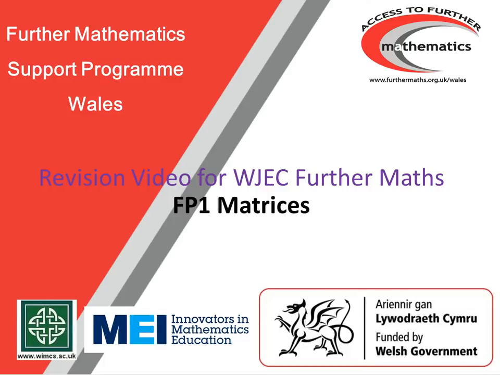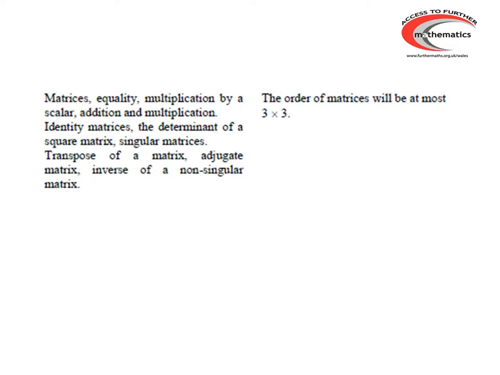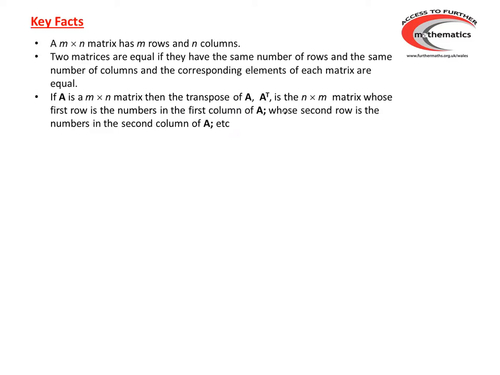In this video we look at the FP1 work on matrices. We're expected to be familiar with the basic arithmetic of matrices, the idea of identity matrices and determinant of matrices, and inverses of matrices for both 2x2 matrices and 3x3 matrices. Know that two matrices are equal only if they have the same number of rows, the same number of columns, and the corresponding elements of each matrix are the same.